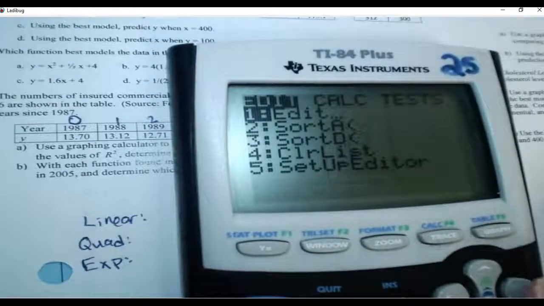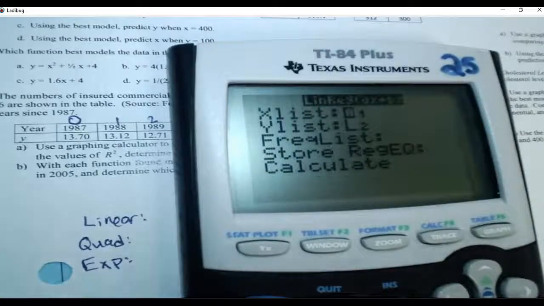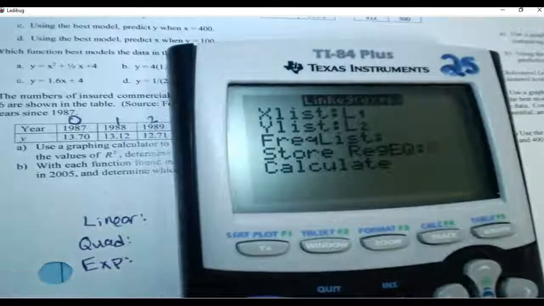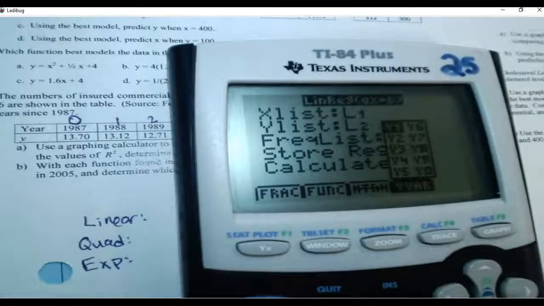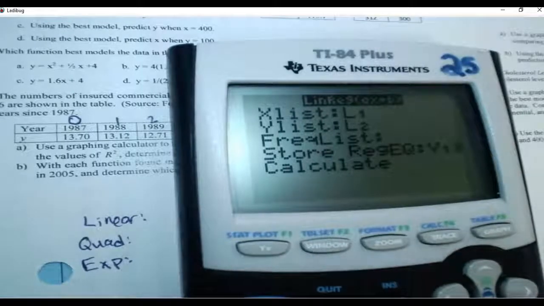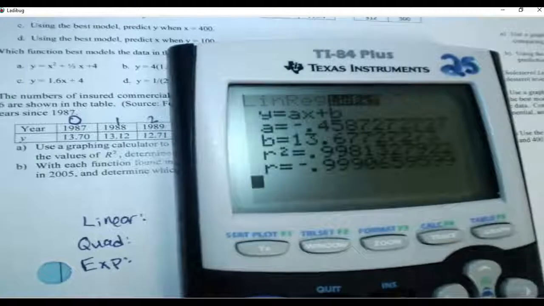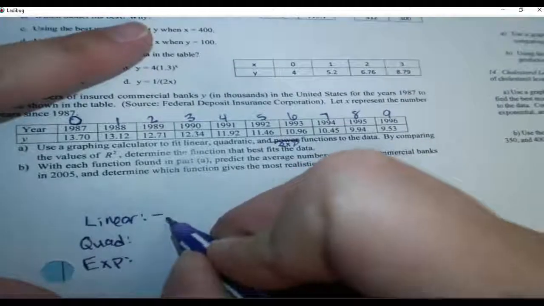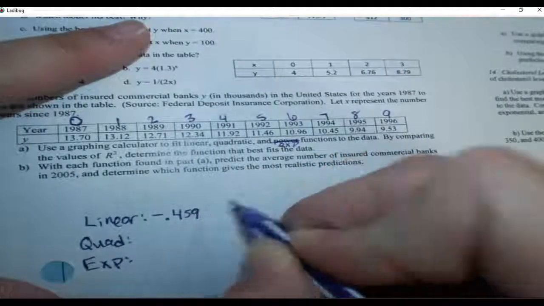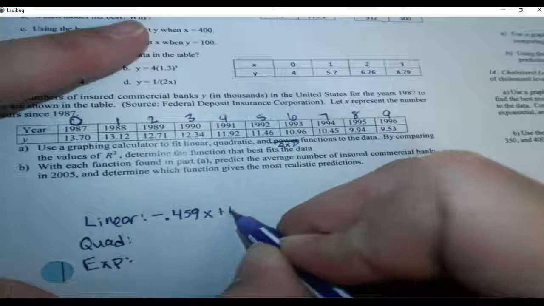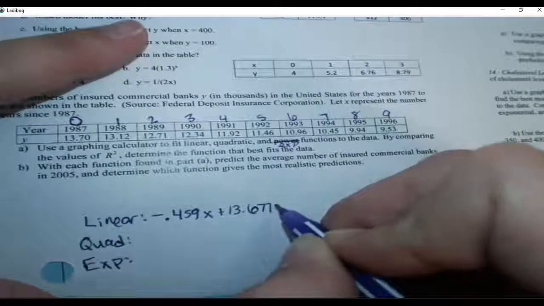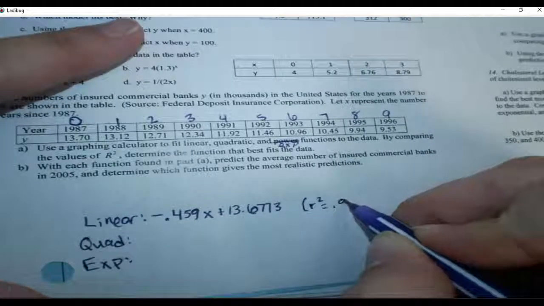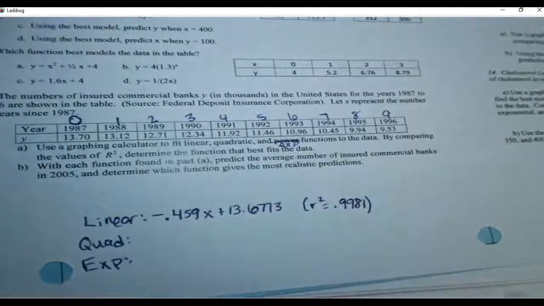So we go to stat, we go to calc, linear is number 4. Enter, enter, enter. I'm going to store my linear as y1, so again we go alpha, trace, y1, and then enter, enter. So there we go. We have negative 0.459x plus 13.6773, and the r-squared is 0.9981. So that's a pretty good r-squared.